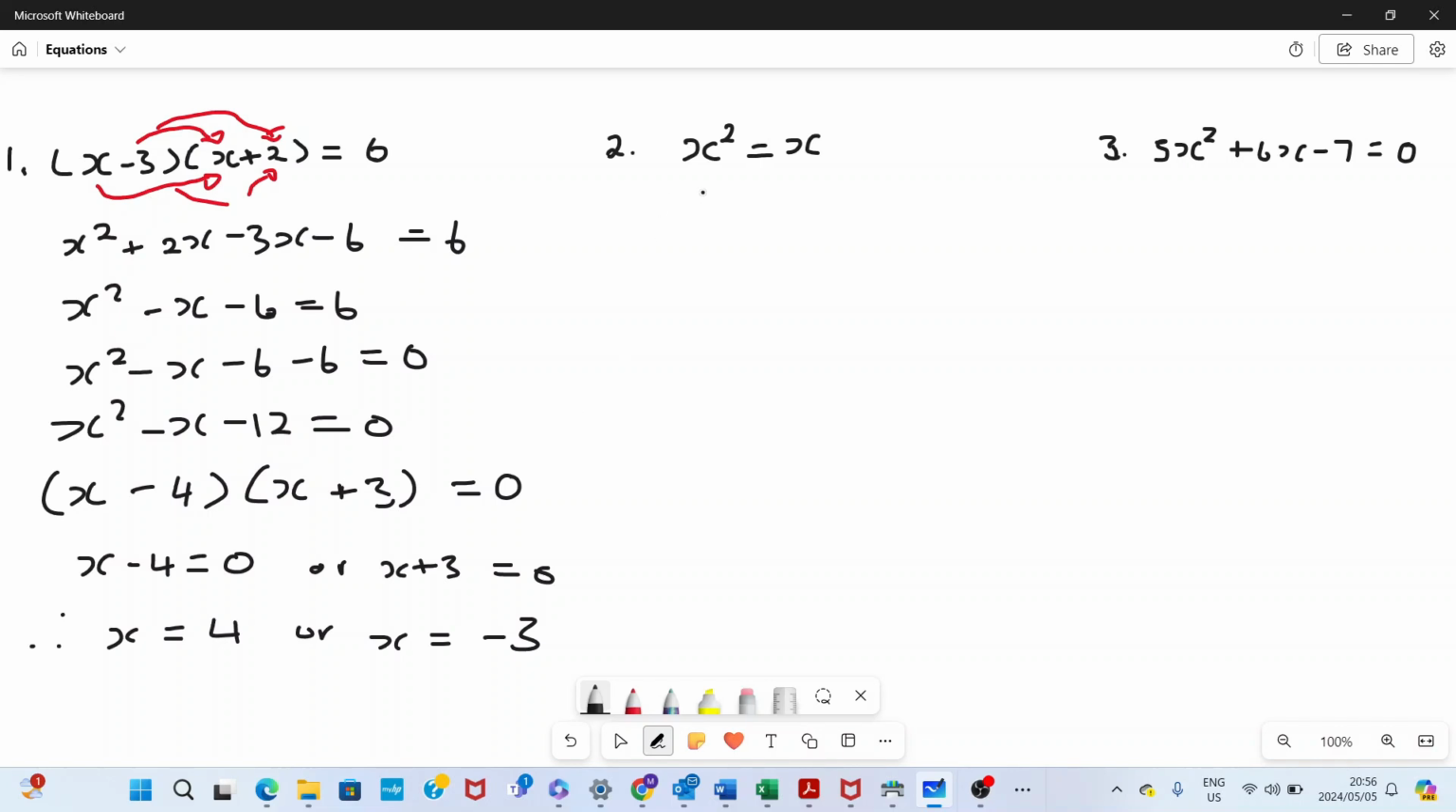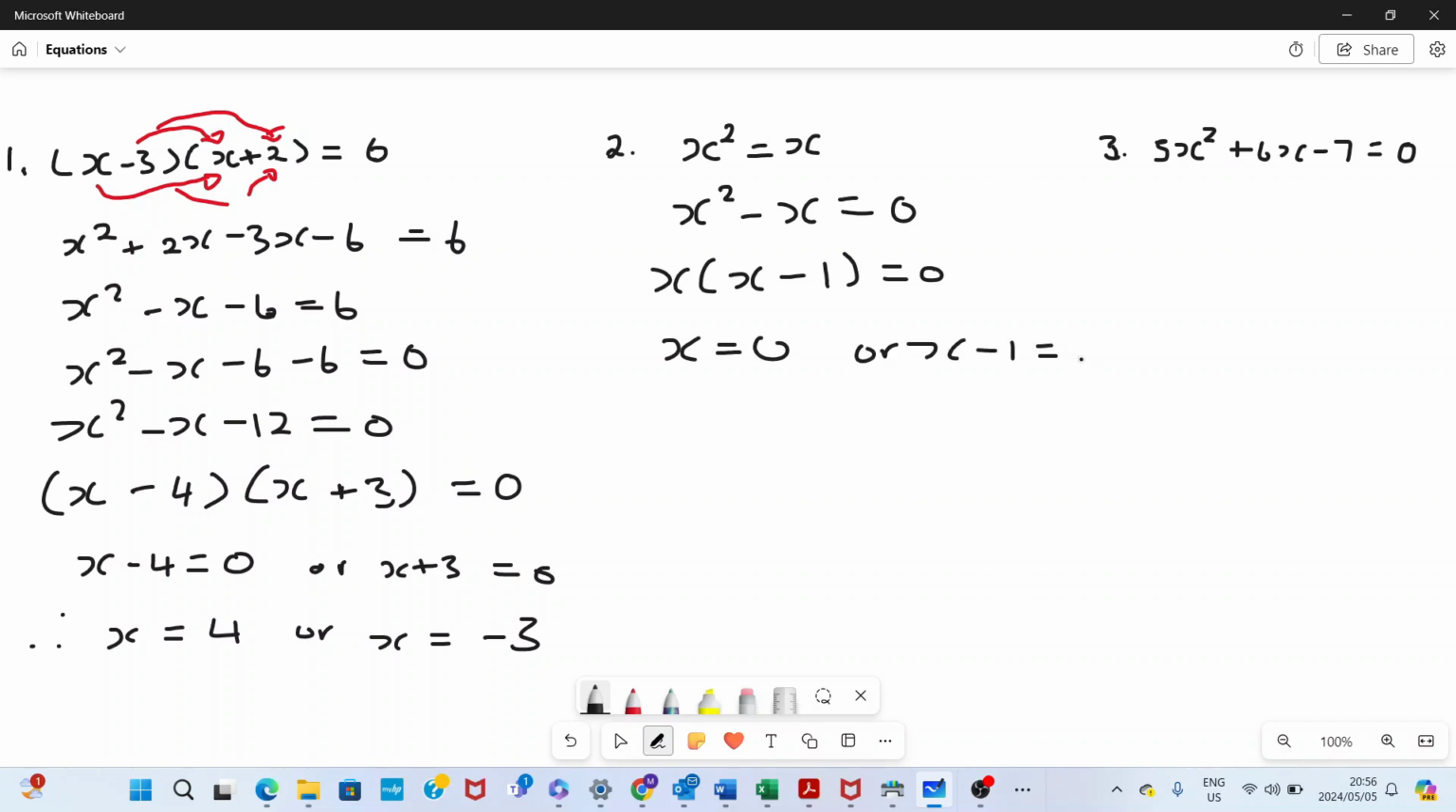So for the second quadratic equation, we can take the x on our right hand side to the left hand side of the equation. Then we have this. So if we factor out x here, we remain with x minus 1, which is equal to 0. And then this would give us x equal to 0, or x minus 1 equal to 0. Therefore, the values of x for this quadratic equation are x equal to 0 or x equal to 1. You can try it out by inserting those values to see if the equation still holds.